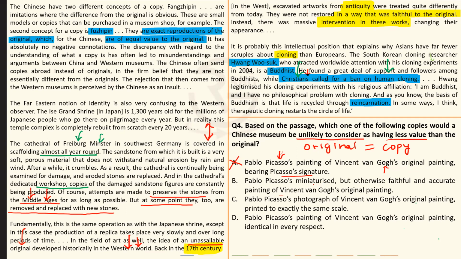Option B, पिकासो is creating a very good replica but size is minimum, it's not having the exact same dimensions, so ये miniature वाला will fall in this category of Fangxi pin, पहला वाला line, okay, but we want a case of Fuji pin, so this is not the case, out. C, पाब्लो पिकासो ने वैन गो की पेंटिंग का फोटोग्राफ लिया था, वो फोटोग्राफ से उसने पेंट बनाया है.